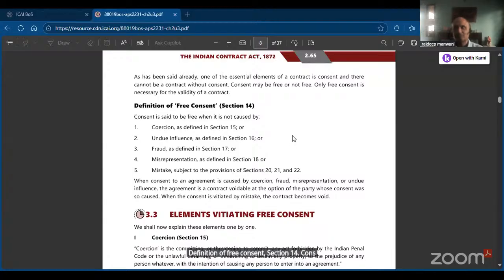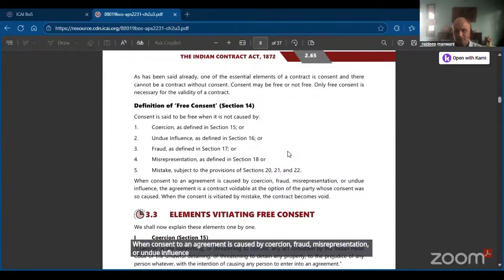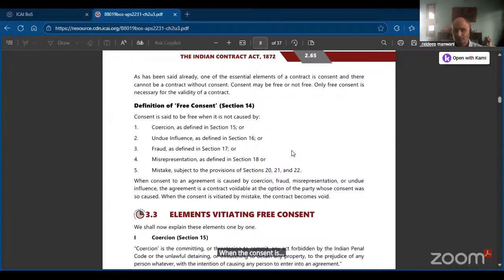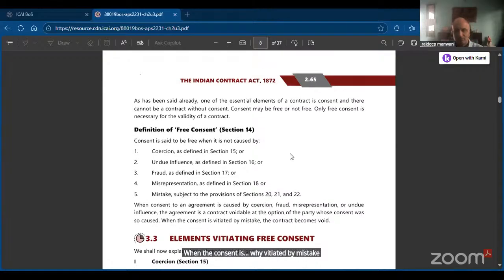Consent is said to be free when it is not caused by coercion, as defined in section 15, or undue influence, as defined in section 16, or fraud, as defined in section 17, or misrepresentation as defined in section 18, or mistake subject to the provisions of sections 20, 21, and 22. When consent to an agreement is caused by coercion, fraud, misrepresentation, or undue influence, the agreement is a contract voidable at the option of the party whose consent was so caused. When the consent is vitiated by mistake, the contract becomes void.